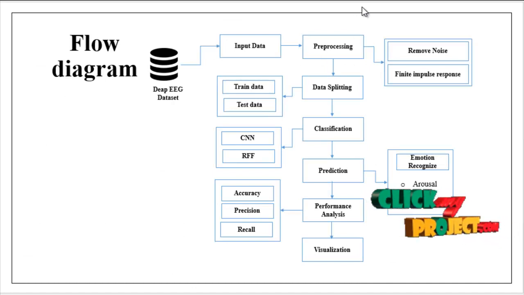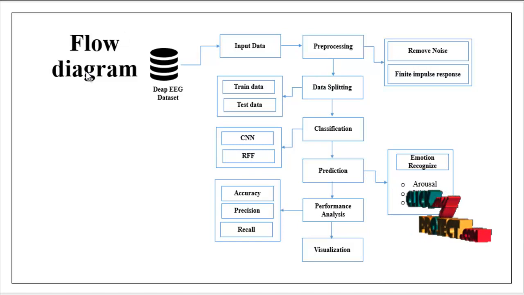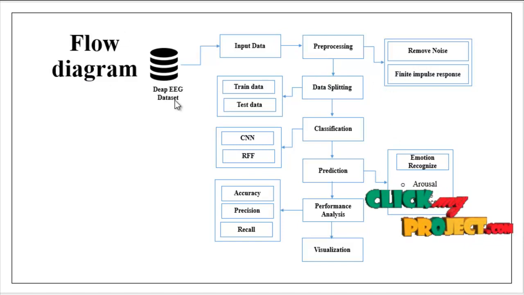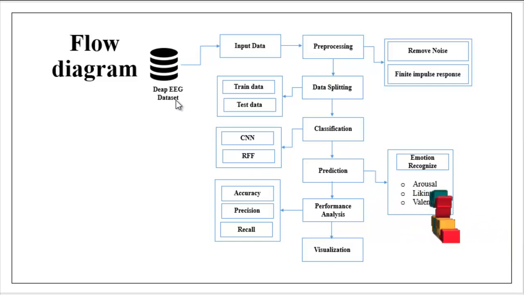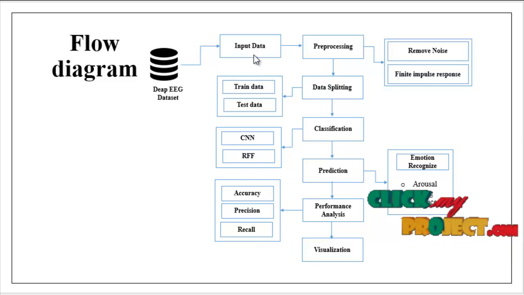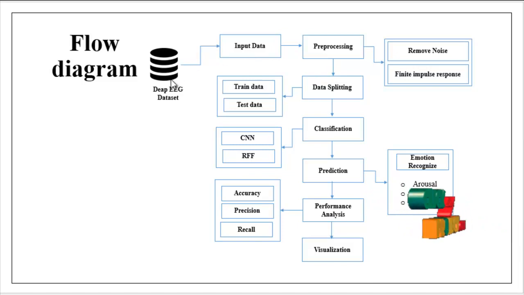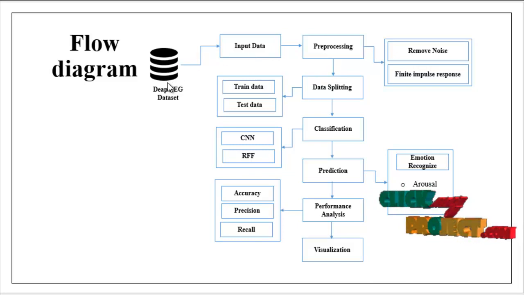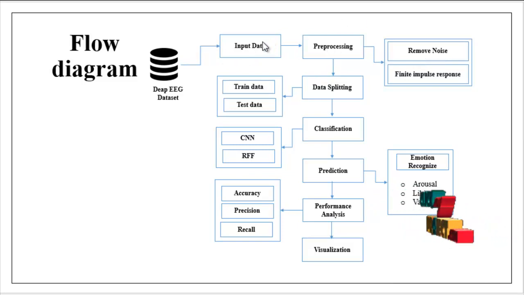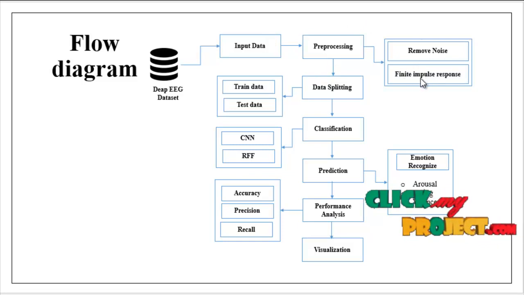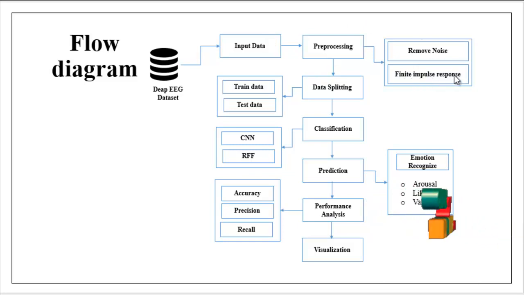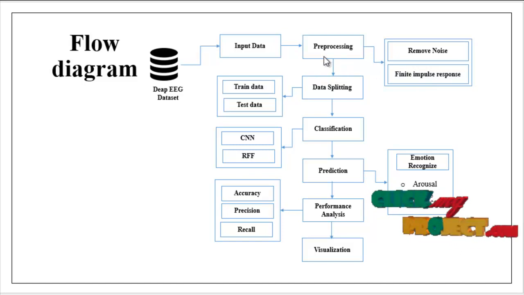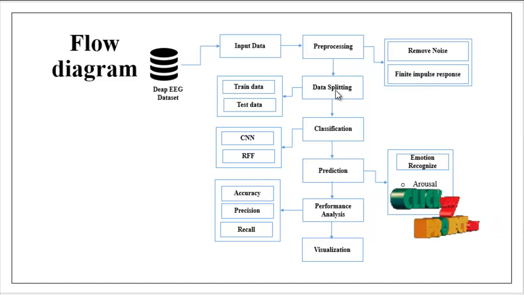Now we are going to discuss the flow of our project. So this is the flow diagram. First we need to take the DEAP EEG dataset. First we need to read our input signal. The dataset contains a number of mat files, so we read one input signal from our dataset. Then pre-processing. Here we remove the unwanted noises from the chosen input signal by using a finite impulse response, that is the FIR filter. Then the pre-processed signal is carried to the data splitting module.